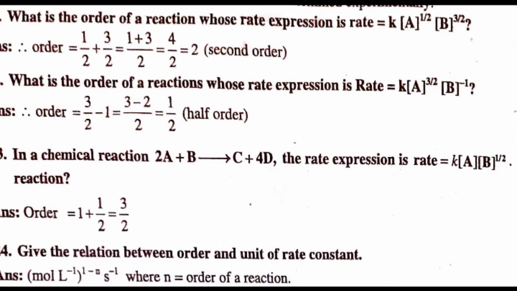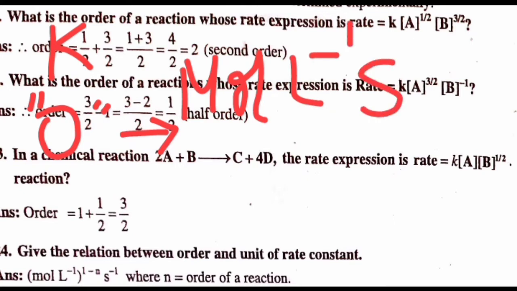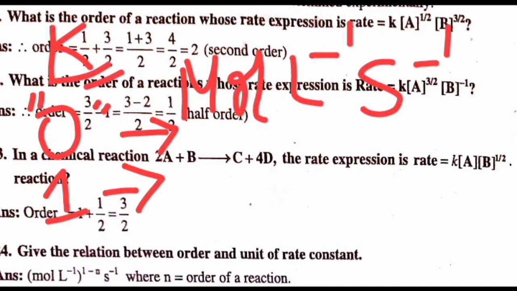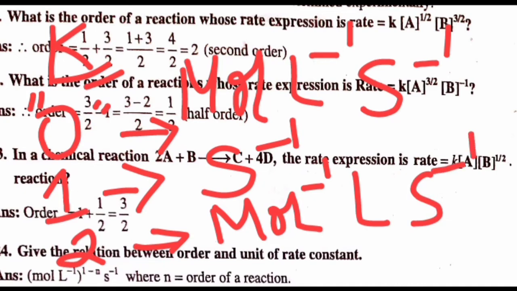Similarly, now we should know the units of rate constant K. If the order of a reaction is 0, then the unit of rate constant is mole per liter per second. If the order is first, then the unit of rate constant K is per second. If the order is second, then the unit is liter per mole per second. So these are the units we need to remember for rate constant: 0, first and second.